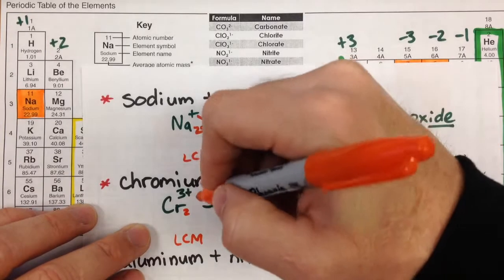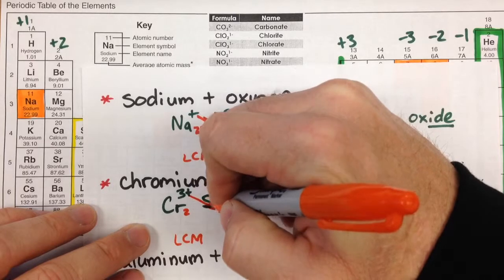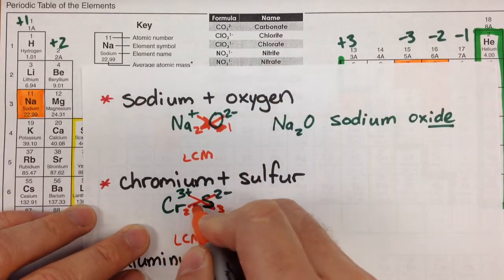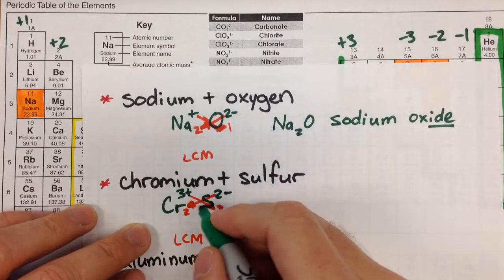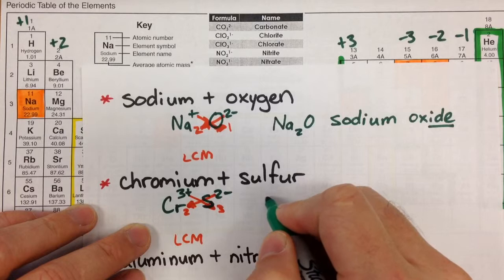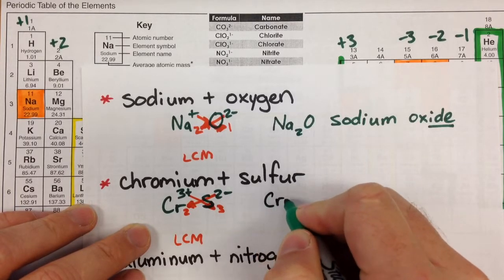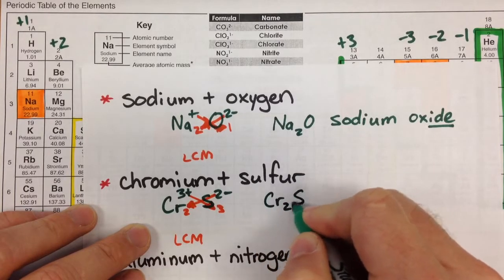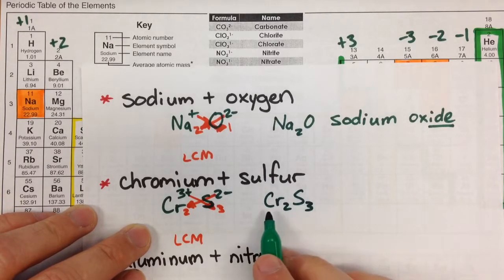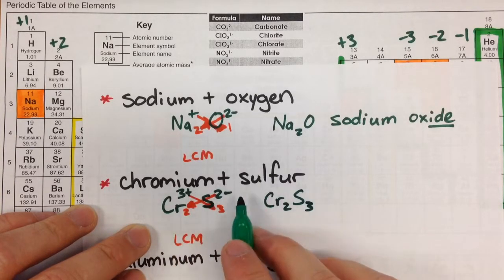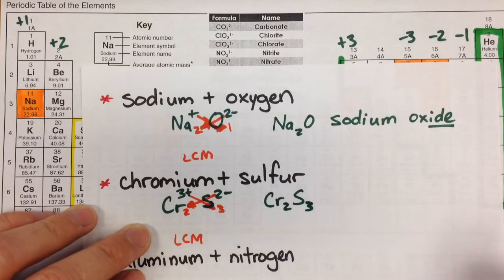Now, of course, we could use the crisscross method as well and crisscross those charges down, or the absolute values of those charges down, to identify the formulas. To write the formula nice and clean, I'd write Cr2S3. And this would be the formula for this compound containing chromium 3 and sulfur.